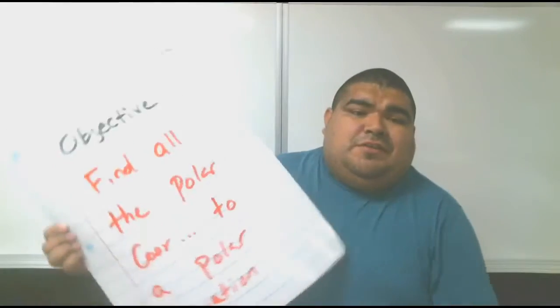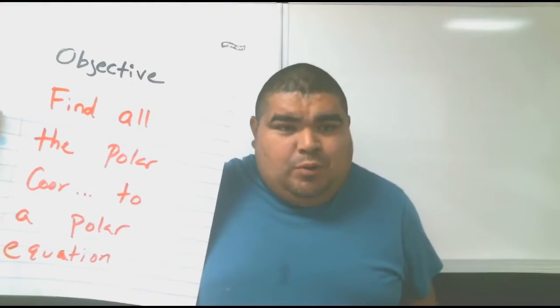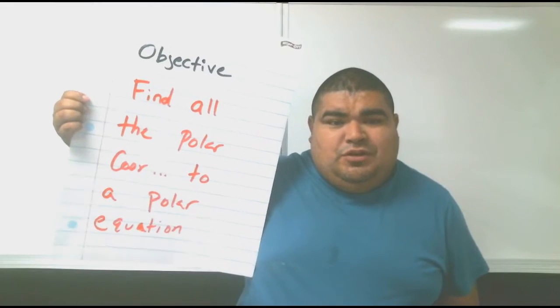Today we're going to continue working on polar equations, or polar complex numbers. We're going to get familiar with other forms of graphing a point. Our objective for today is to find all the polar coordinates to a polar equation, meaning we're familiar with one type already, one we've been seeing in the last few concepts.